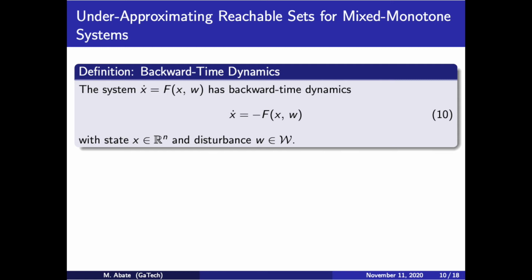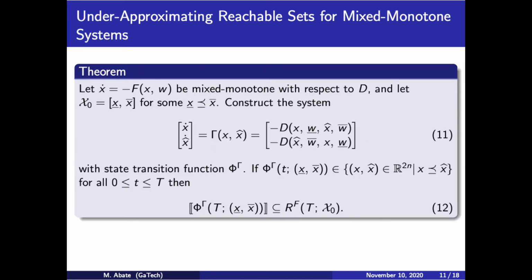So we say that the system x dot equals f of x and w has backward time dynamics given by equation 10, where again x is the state and the disturbance is still contained in the same disturbance bound as the forward time case. Now, in the case that the backward time dynamics are mixed monotone with respect to some decomposition function, a similar system, given here as equation 11, can be constructed such that trajectories of this system can be used to compute under approximations of reachable sets for the initial forward time system.